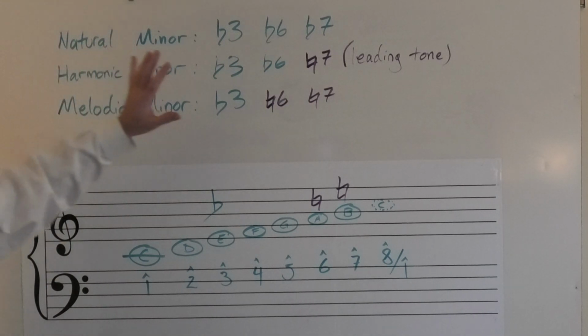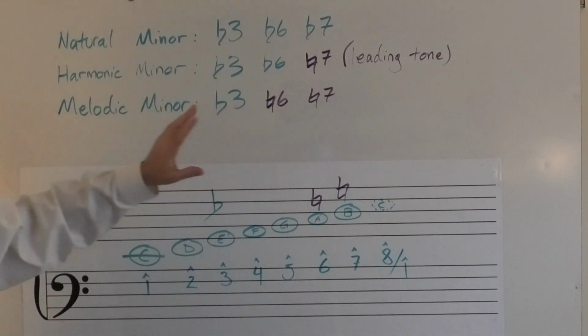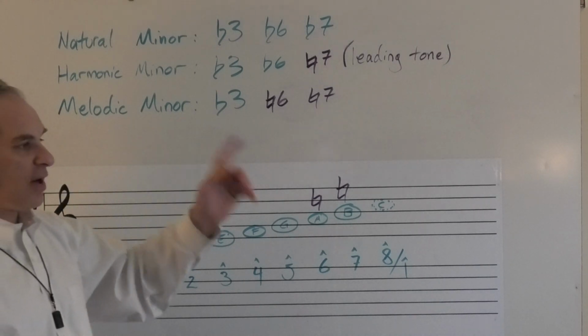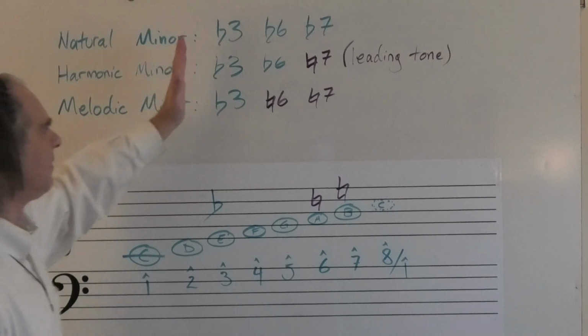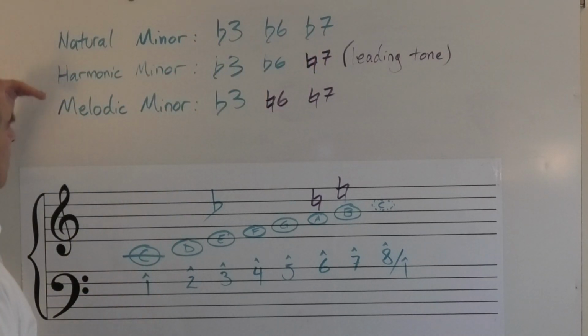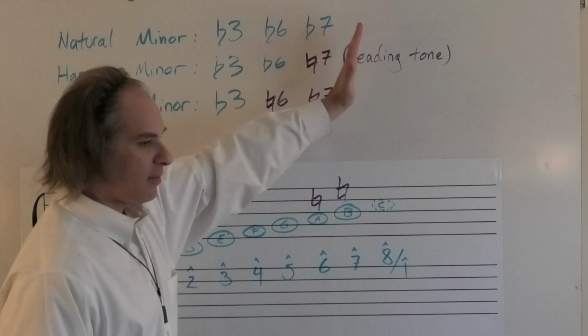Now, how these are related to the major scale determines whether you have a parallel or a relative minor. But this could be a parallel natural or a relative natural, a parallel harmonic or a relative harmonic, a parallel melodic or a relative melodic. That's something else. That's in relation to the major. The minor alone by itself, whether it's natural, harmonic, or melodic, is determined here.